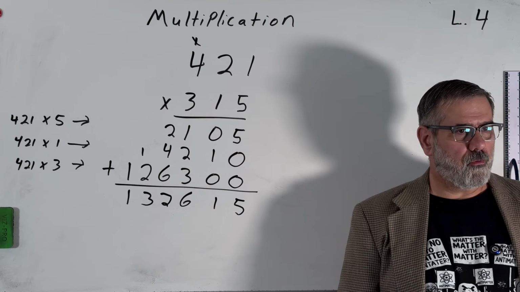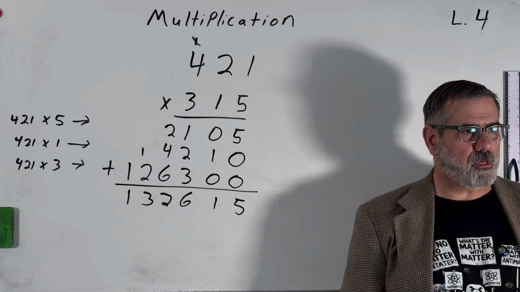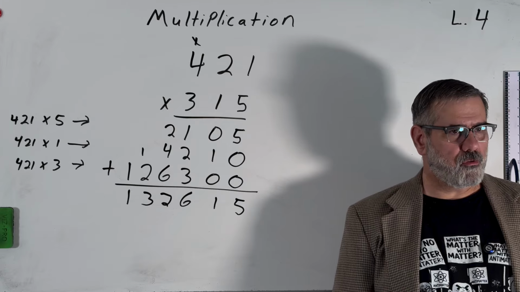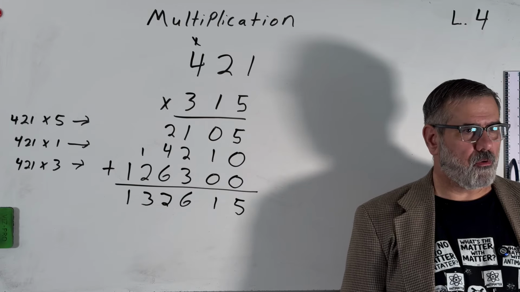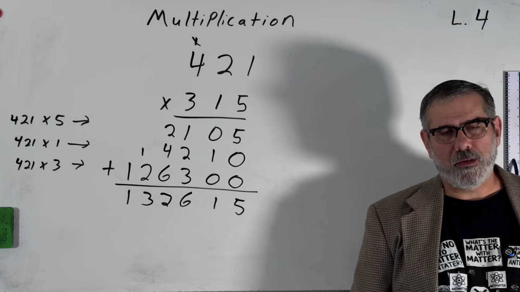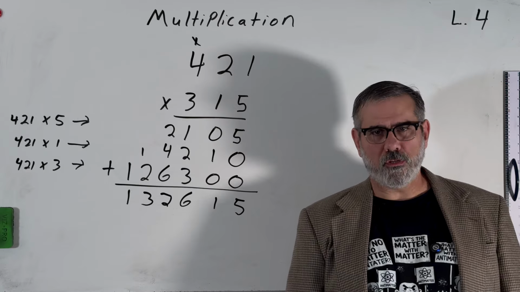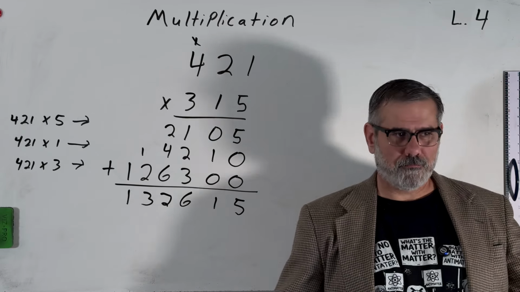We've gone over how to do long form or paper multiplication of 2 by 1 numbers, 2 by 2 numbers, and 3 by 2 and 3 by 3 numbers. Next time, we'll learn to do long division. I'll see you then.